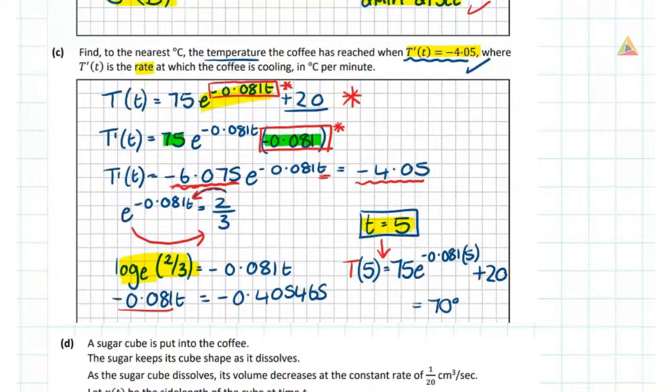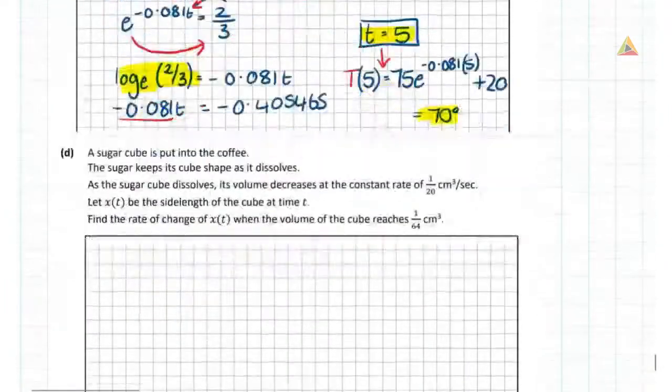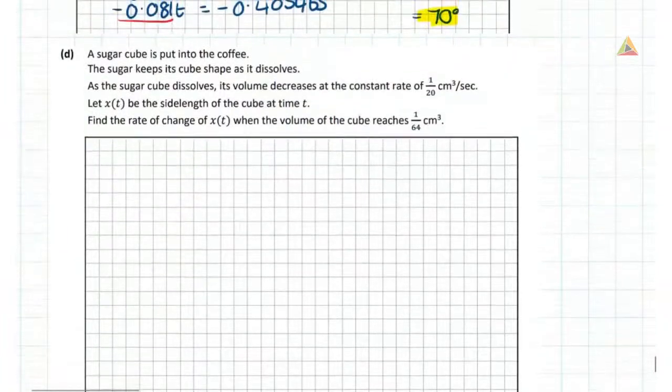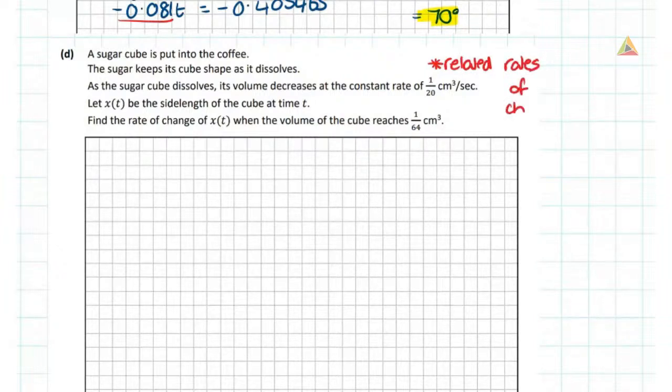Okay, so your final answer, because it was temperature that you're looking for, to the nearest degree Celsius, your temperature was 70 degrees. Okay, and this last part of that question then, so a very good question, I'm just going to make a note for you here. This involves related rates of change. So I'm going to show you a nice easy way to do these questions, because a lot of people find them quite hard, but hopefully this will help.